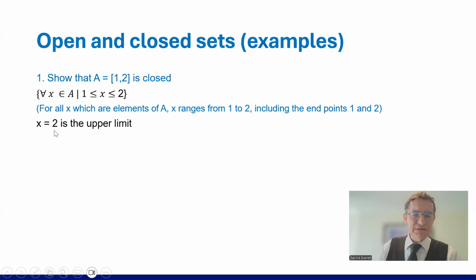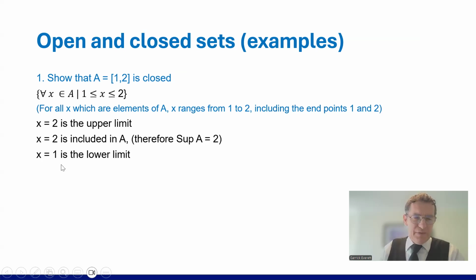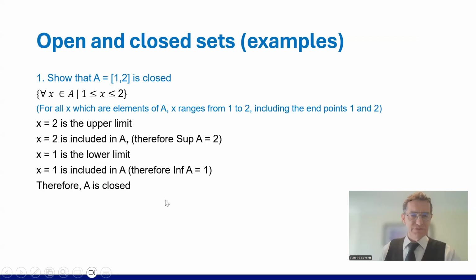So that's just me writing out in words what that is. So now you would write x equals 2 is the upper limit because it's included. So x is included in A. Therefore, sup A is 2. I've put this in brackets. You don't actually have to say this, but it's handy if you do. x equals 1 is the lower limit, which is obviously clear there. x equals 1 is included in A. And obviously, therefore, inf A equals 1. Therefore, A is closed. So that's a very straightforward argument, really starting with this statement here that tells you what's going on.